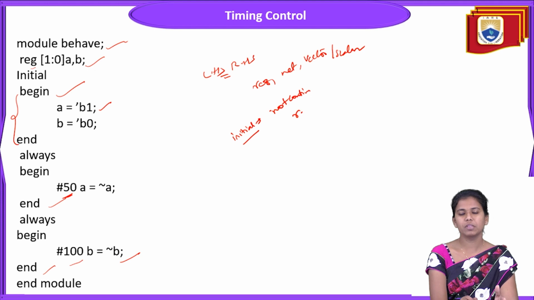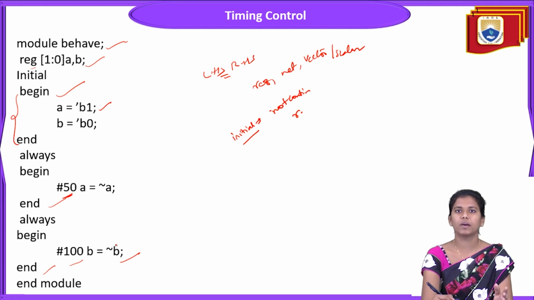From this example, you have to remember one thing: the timing control will always be represented in the always block. In the always block, the timing delay, the timing control of those particular inputs, can be instantiated only with respect to the inputs, and that too within the always block.